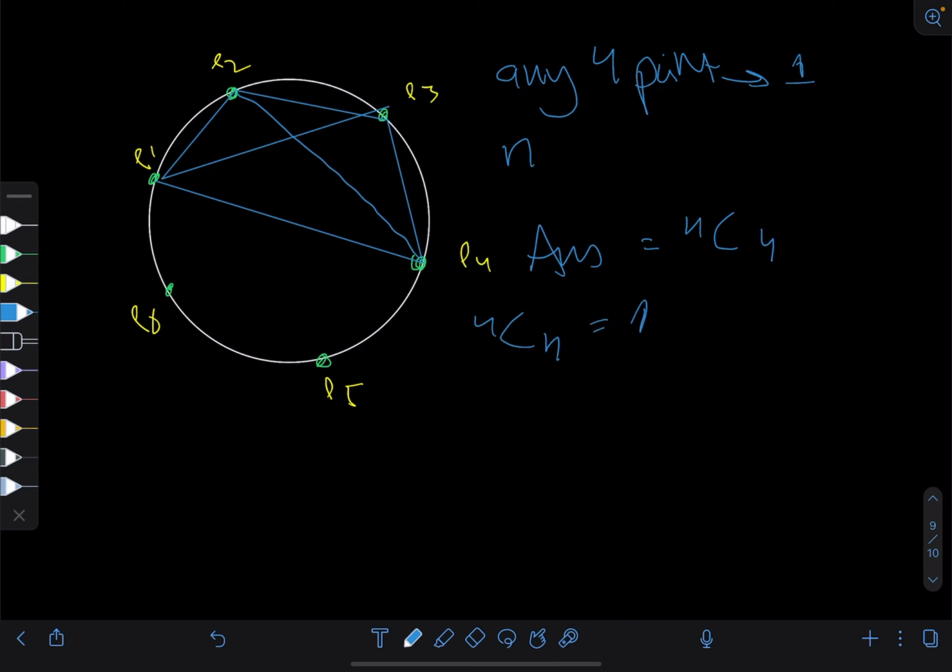4C4 was 1, we saw. 5C4 is 5, we saw. 6C4 is 15, we saw, and so on, right? So you just needed to focus on 4 points, and notice that different combinations of 4 points each give one intersection. So your answer is simply nC4, and we are done.